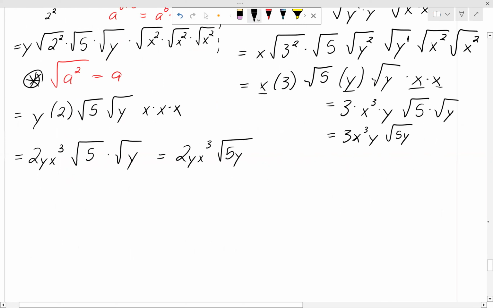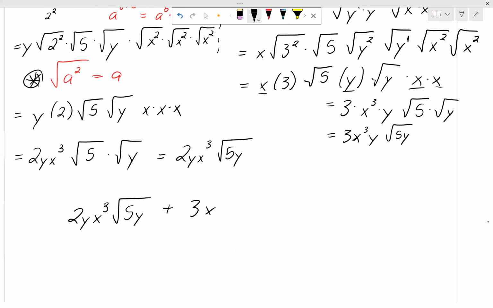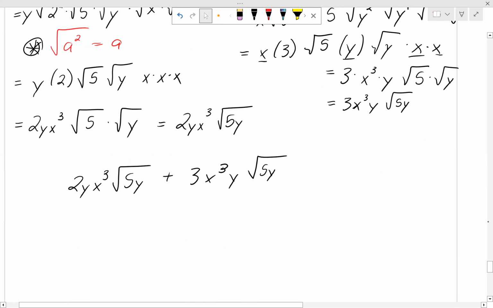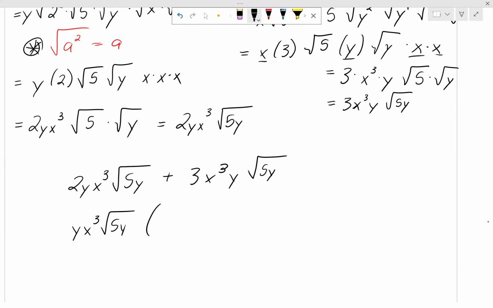All right. Now that I've done that, that was the meat of the problem. I'm going to write them together with that addition. So we have 2y x cubed square root of 5y plus 3x cubed y square root of 5y. And we have the same variables here. We have 1y, we have x cubed, and we have square root of 5y. That means that I can pull those out, and I'm going to have y times x cubed square root of 5y times 2 plus 3.